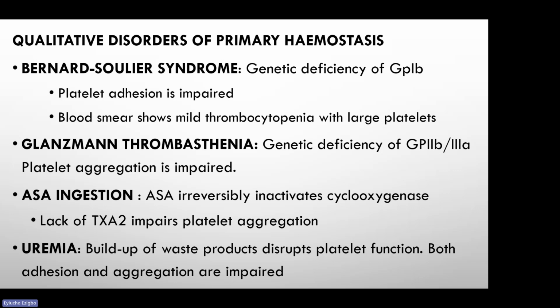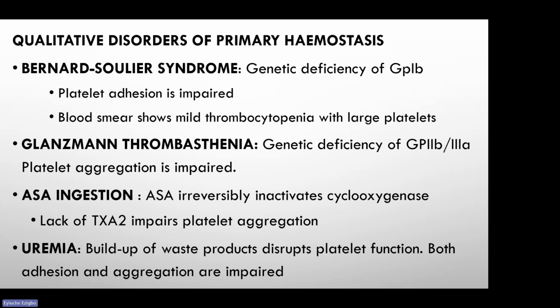So these are genetic disorders. Then we have the second qualitative disorder of primary hemostasis we call Glanzmann thrombasthenia. It's also a genetic deficiency, of glycoprotein 2b3a. Platelet aggregation is impaired. And if you recall again, glycoprotein 2b3a is the receptor that is involved in platelet aggregation. So any deficiency in this receptor will affect platelet aggregation. We have aspirin ingestion. Aspirin irreversibly inactivates cyclooxygenase.